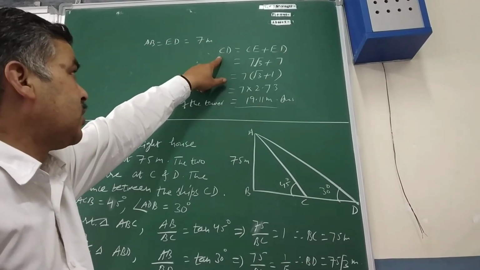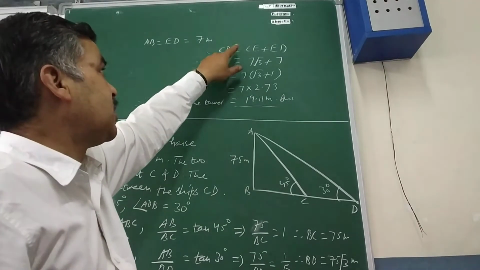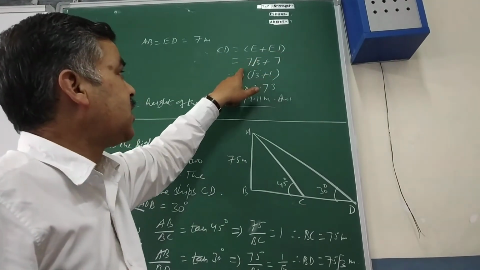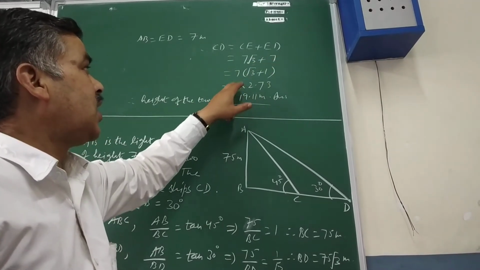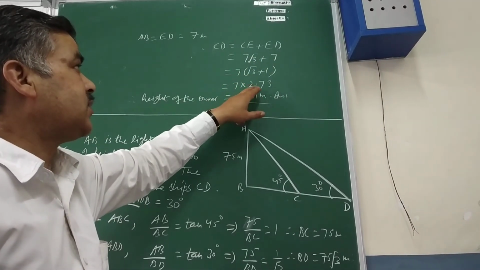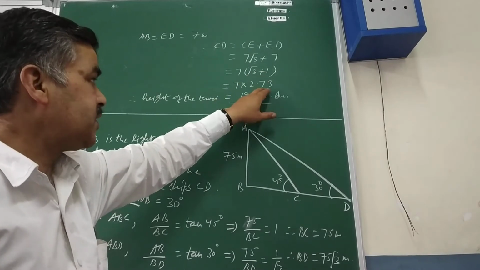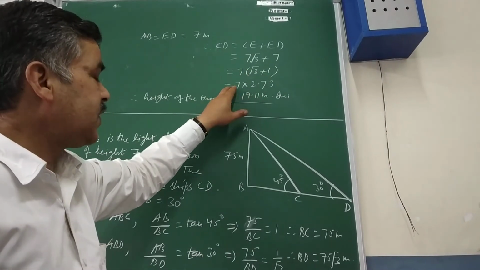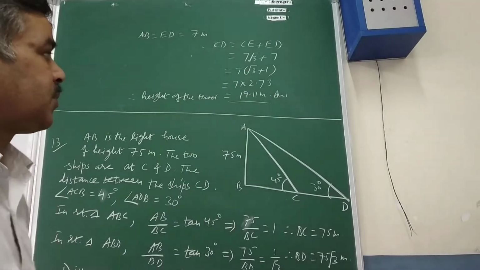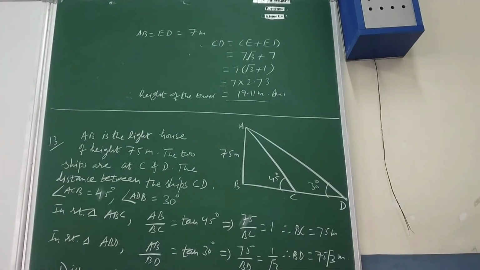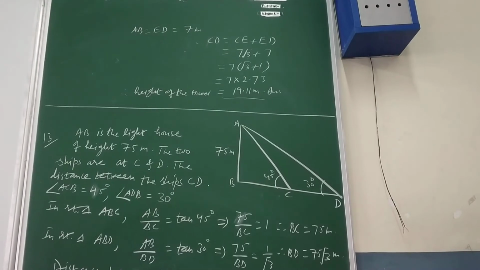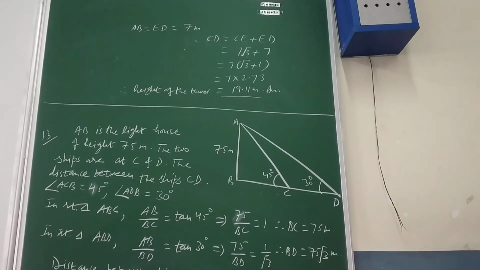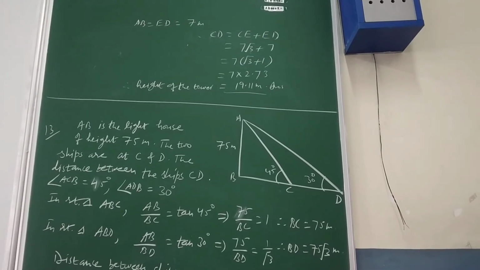So then you can calculate this CD. CD will be equal to CE plus ED, that is 7 under root 3 plus 7. Take 7 out and put the value of root 3, 1.73 plus 1 will make it 2.73 into 7, and your answer up to the second place of decimal somewhere you will be getting is equal to what? 19.11 meters. So that's all about your question number 12.